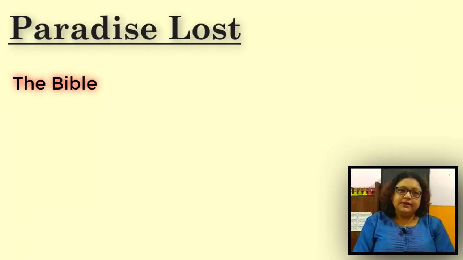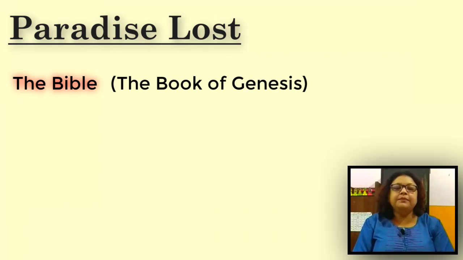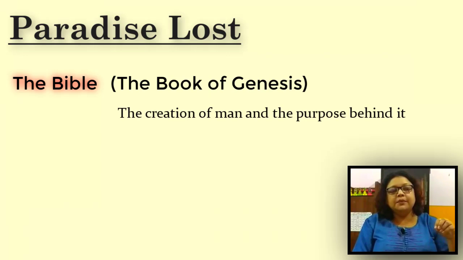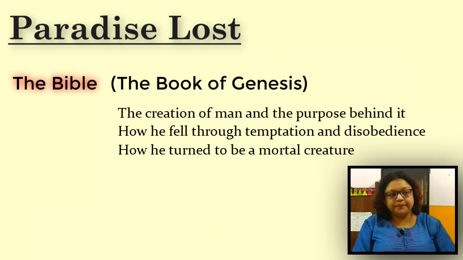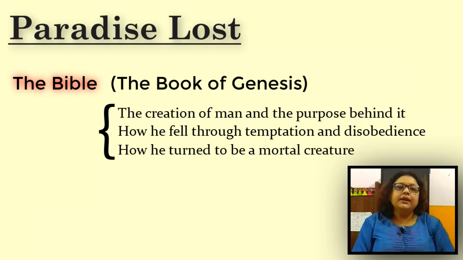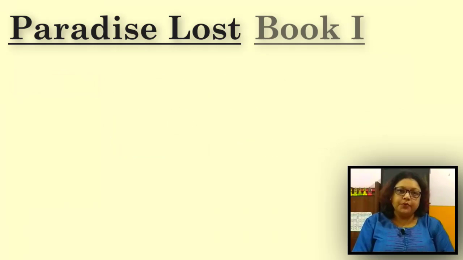What section did Milton select? He selected the very first part of the Genesis. Now the Bible is also divided into different parts. Genesis, the word Genesis means origin, the beginning, talks about the creation of man, the purpose behind man's creation, his fall through temptation and disobedience, and how he turned to be a mortal creature. So this story of the Bible is recreated in Paradise Lost. In your syllabus, you have the first book.